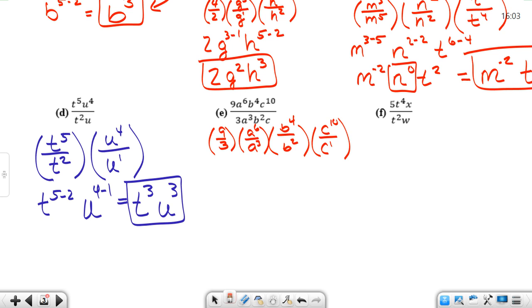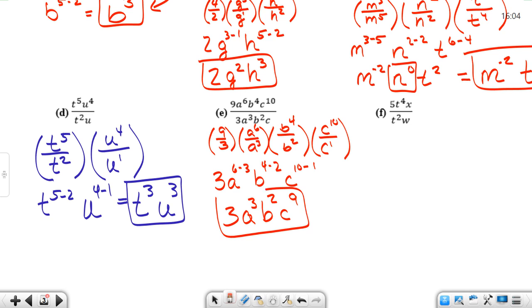So I'm going to start with my coefficients. 9 divided by 3 is 3. Then I'm going to have a to the 6 minus 3, b to the 4 minus 2, and c to the 10 minus 1. Which, if I simplify this down to my last step, guys, it's going to be 3a cubed b squared c to the 9th. And I end up with a fairly large monomial there.